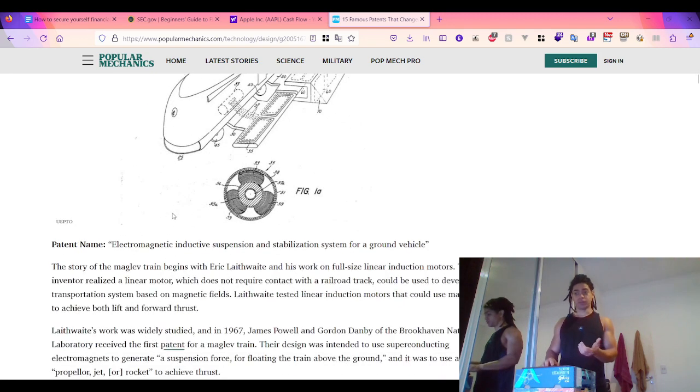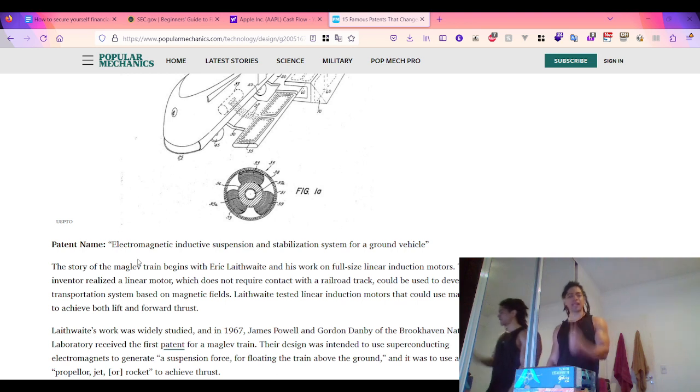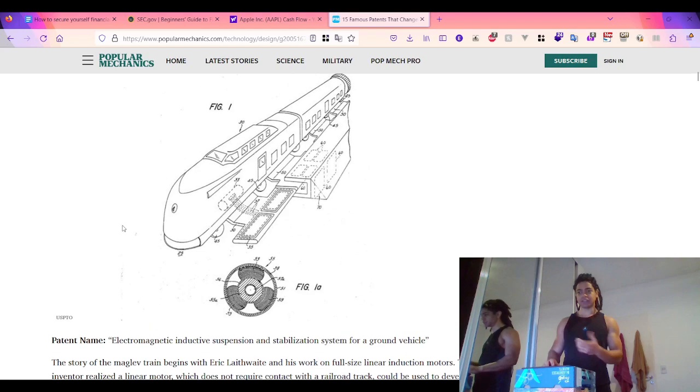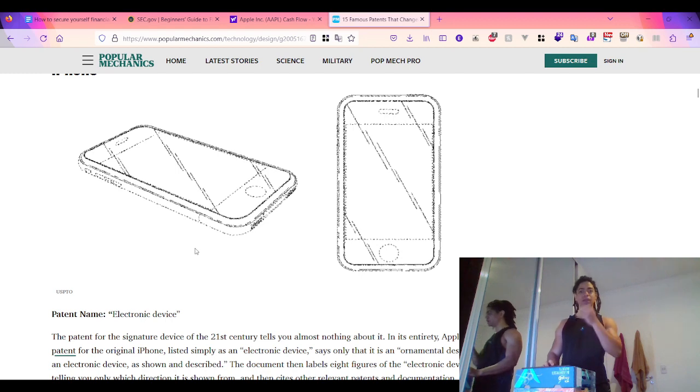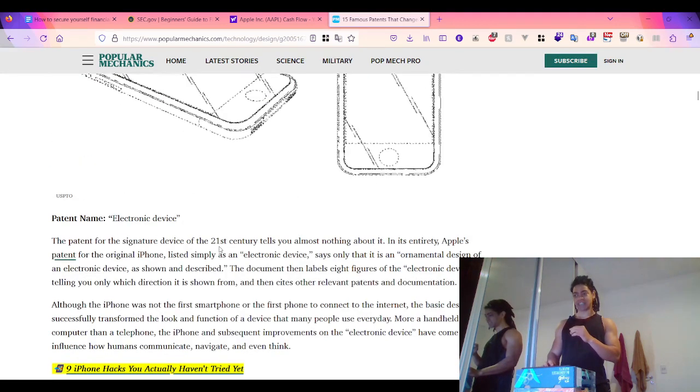So maglev, the patent name is electromagnetic inductive suspension and stabilization system for ground vehicles, issued in 1969, as well as the iPhone, whose patent name is electronic device, issued in 2007.